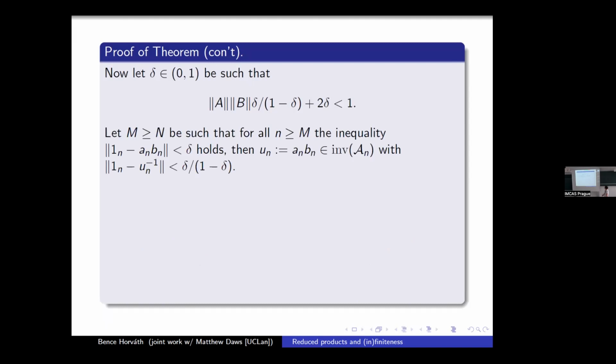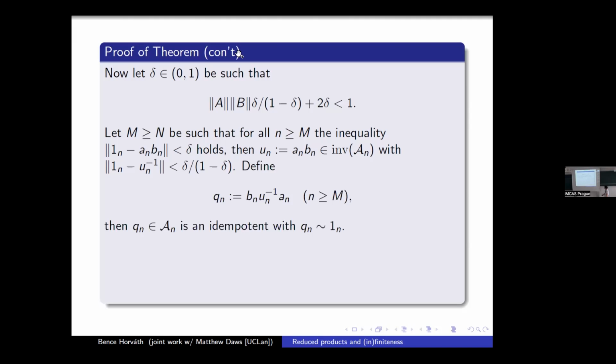And then what you do is you define these UNs to be the product of AN and BN. Because this delta was less than 1, by the Neumann series, these UNs, these ANs and BNs, are invertible. And in fact, their distance to the unit 1n in the algebra An is controlled by this quantity. This is just the Neumann series.